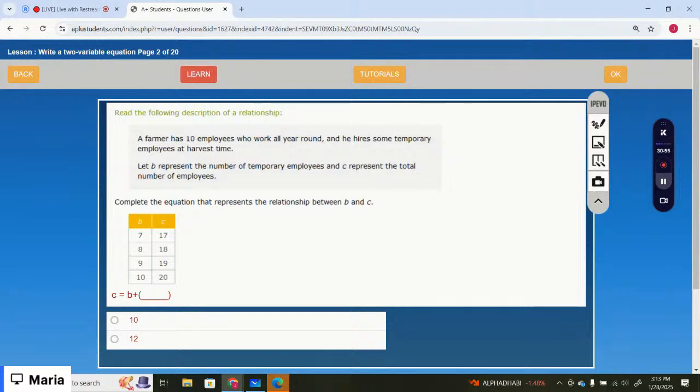Complete the equation that represents the relationship between B and C. So which is the correct option?